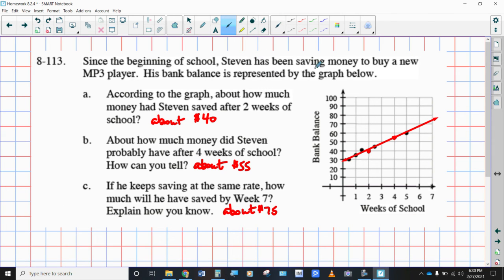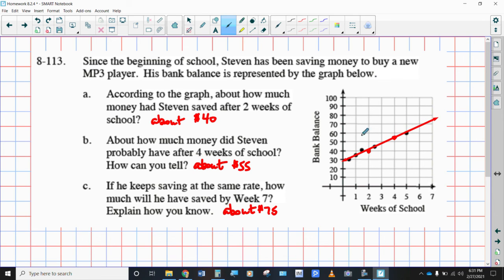Since the beginning of school, Stephen has been saving money to buy a new MP3 player. We're dating ourselves now. His bank balance is presented by the graph below. Okay, so it looks like he starts at the very beginning, probably around $27, $28 in the bank, and it's been increasing steadily, but he's not always putting in the same amount of money. But on average, we can figure out how much he puts into his bank account every single week by creating a line of best fit and finding a couple of lattice points.